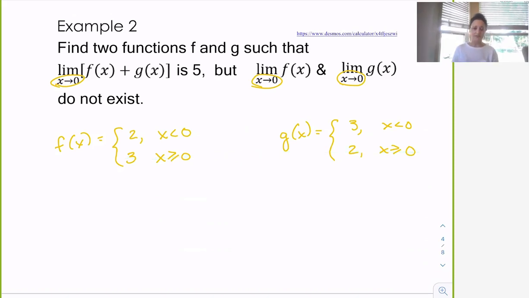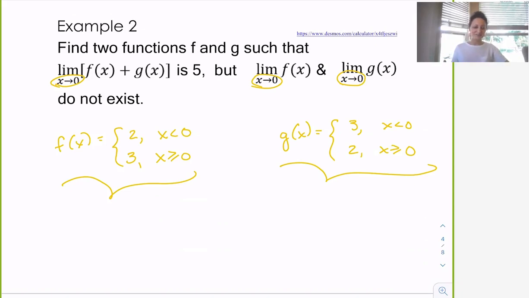However, notice that the limit as x approaches 0 of f, the full limit, doesn't exist, right? Because coming from the left, you're at 2. Coming from the right, you're at 3. Similarly for g of x, the left-hand limit is 3, the right-hand limit is 2, so the full limit doesn't exist. But when we put the functions together, when we add them, the full limit does exist.